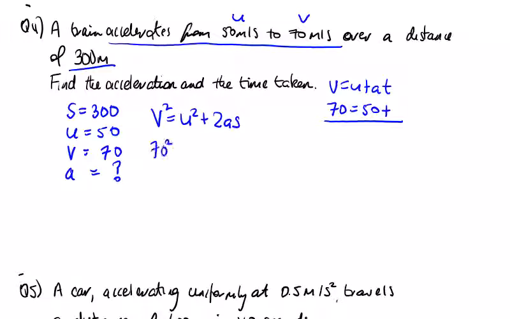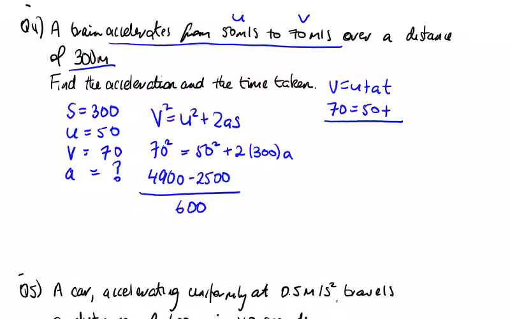V squared, 70 squared is equal to 50 squared plus twice 300 by A. So we have 4900 minus 2500, which is 2400 divided by 600. So that's going to give me A to be 4. 600 is 2400. So A is equal to 4. And then my time is going to be 70 plus 50 is equal to 4t. 4t is equal to 20. So t is equal to, in this case, 5 seconds.